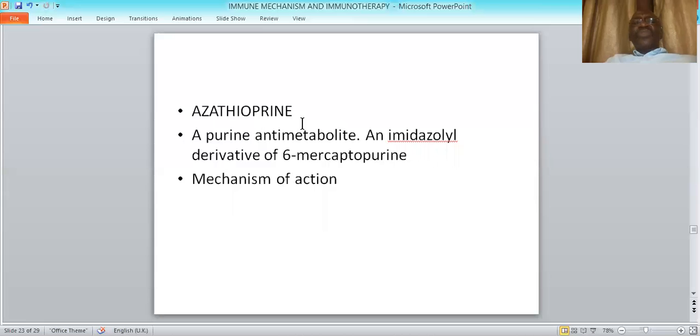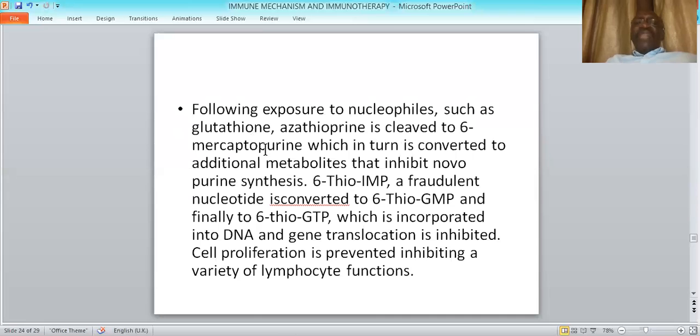Another immunosuppressive agent is azathioprine. Azathioprine is a purine metabolite and imidazole derivative of 6-mercaptopurine. Next, we are looking at the mechanism of action. Azathioprine is cleaved to 6-mercaptopurine once it is exposed to nucleophiles. And 6-mercaptopurine is in turn converted to additional metabolites. Those additional metabolites inhibit de novo purine synthesis.